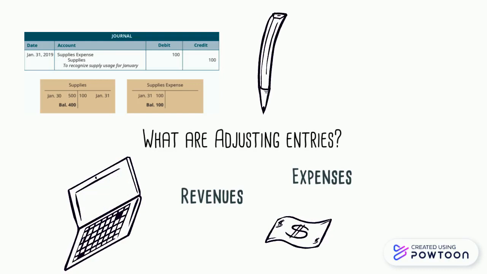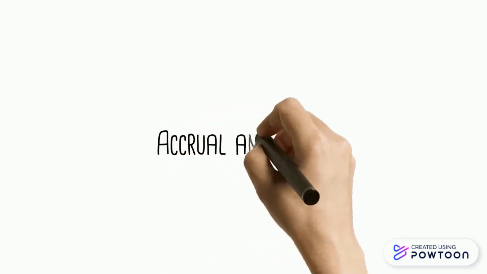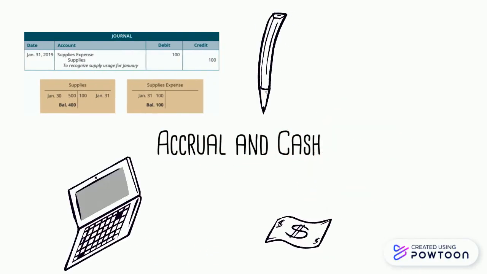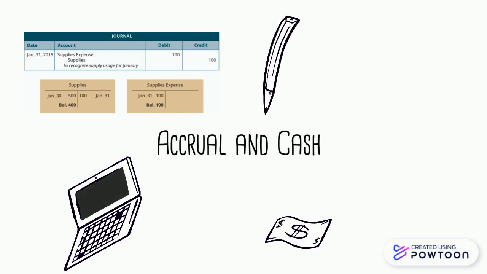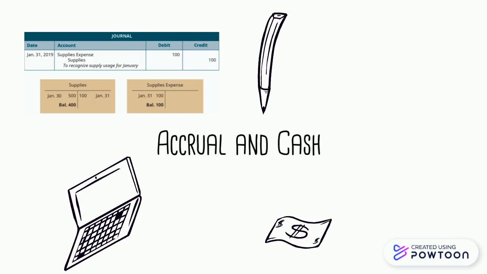This is because we have two bases of accounting. The two bases of accounting are accrual and cash accounting. Cash accounting involves recording a revenue or an expense when it is paid for. However, accrual accounting recognizes revenues and expenses when they are actually earned or incurred.